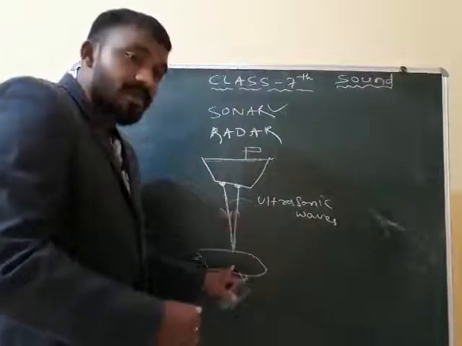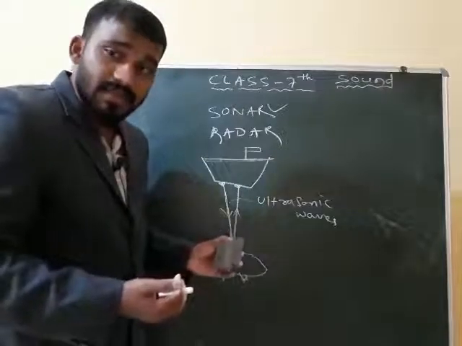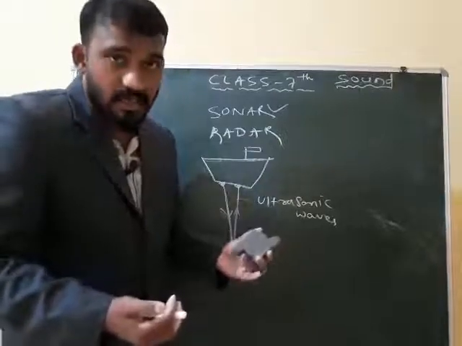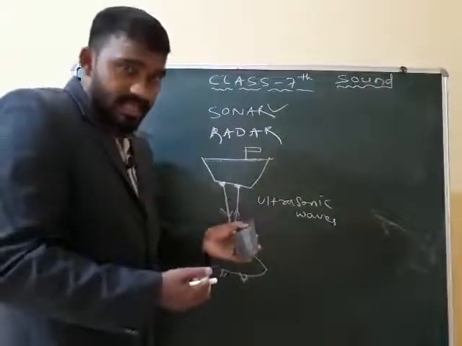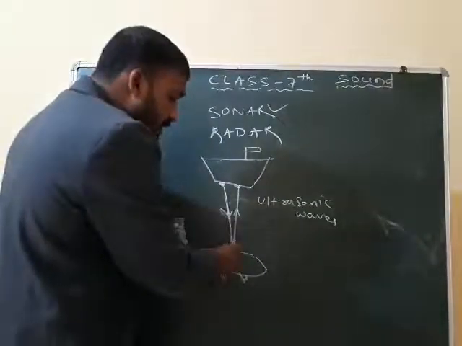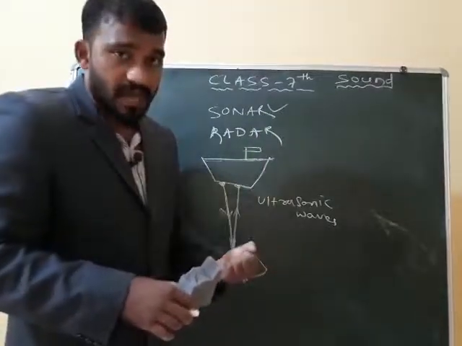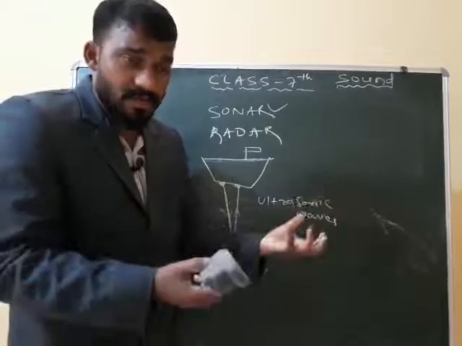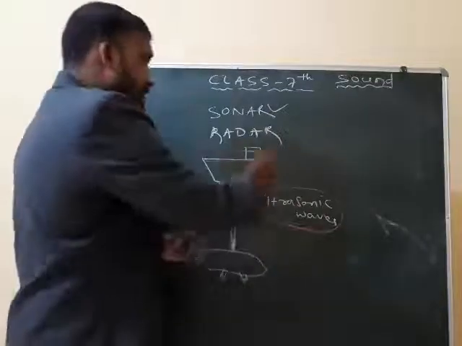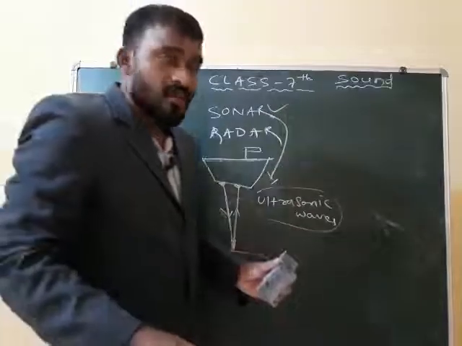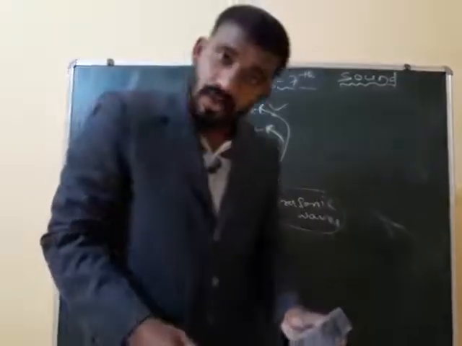Otherwise there may be a shark, a whale, or other aquatic animals, or any sunken ships like the Titanic, which already sank in the Atlantic. So submarines, sunken ships, or a group of fish, everything we can find due to ultrasonic waves. That technique is called sonar, and it works on echo depth sounding. Understood or not?